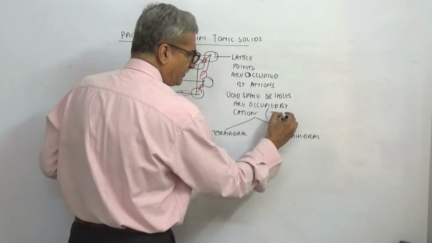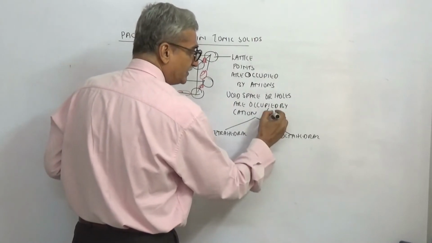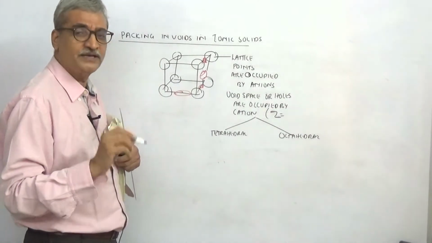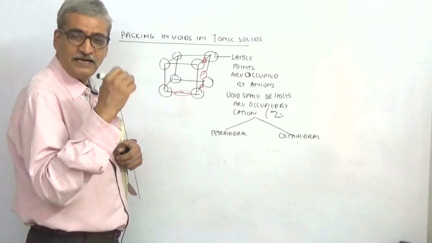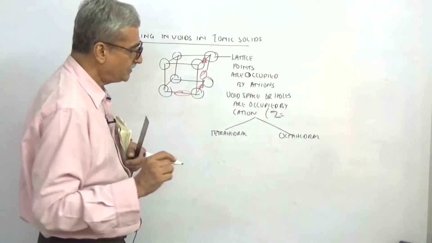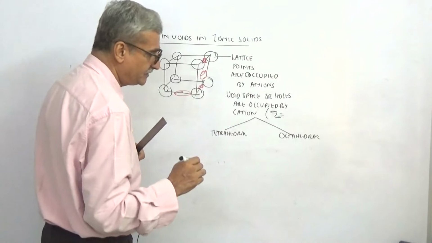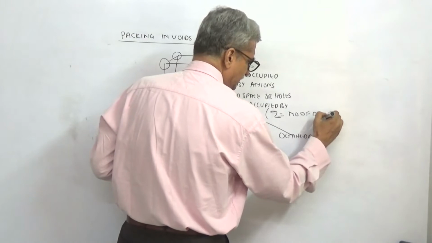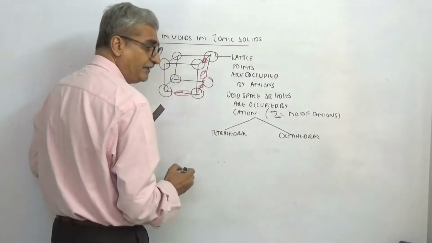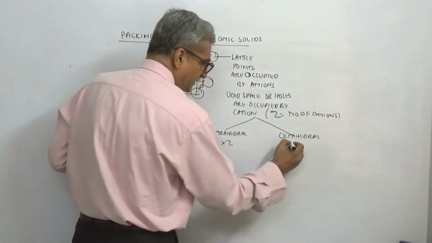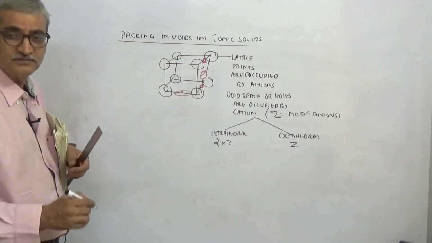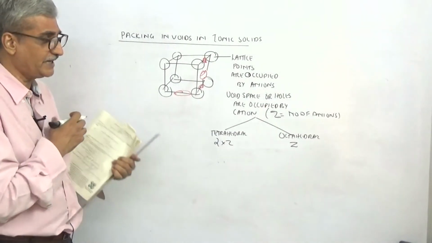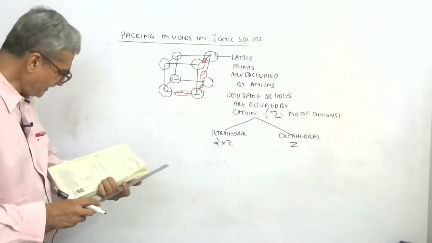So Z is the number of anions, not the number of atoms here. How did we calculate the total? 1 for simple cubic, 2 for body centered, and 4 for face centered. We calculated all this, right? Z is the number of anions. I am not saying the number of atoms. Then how many tetrahedral holes are there? 2 into Z, and Z octahedral holes. What is the importance of this concept? It is used to calculate the molecular formula. I'll give you an example so it becomes easy.